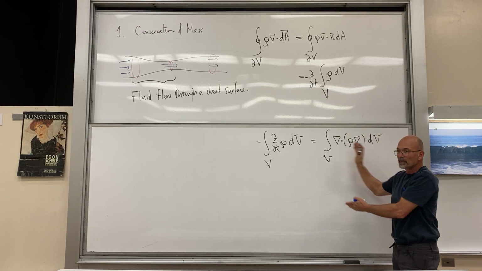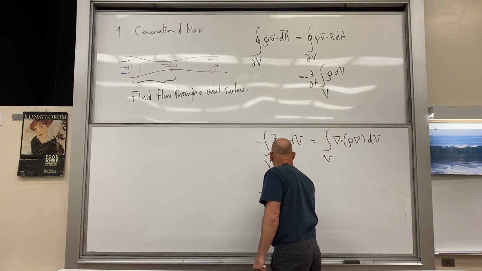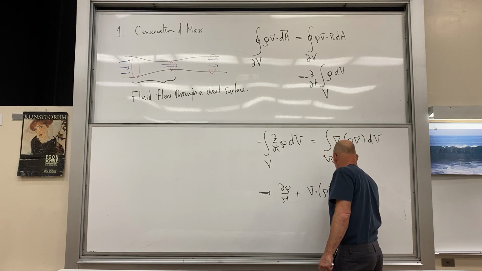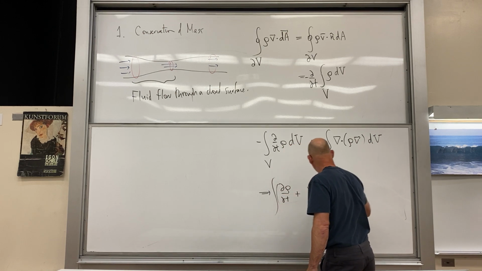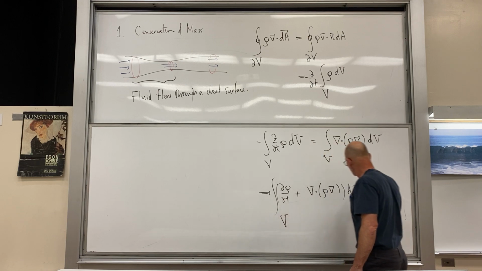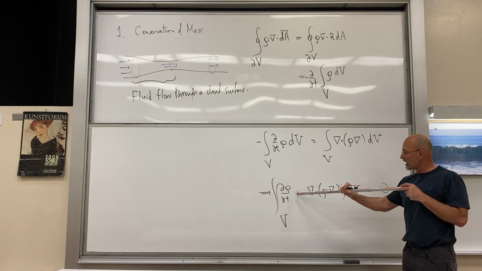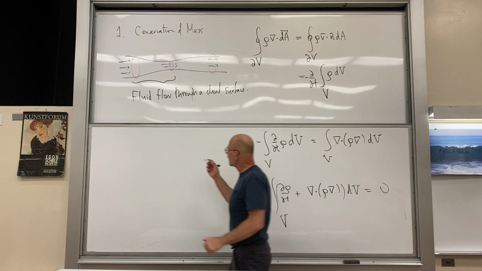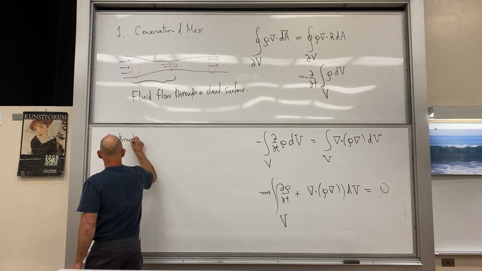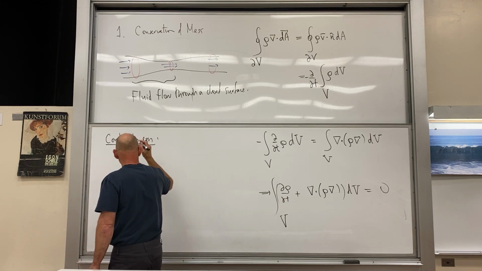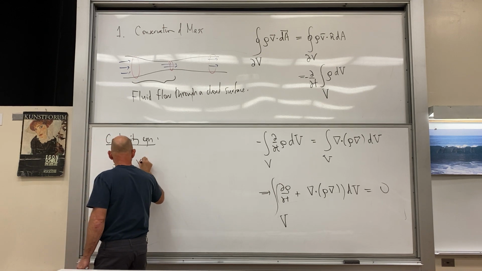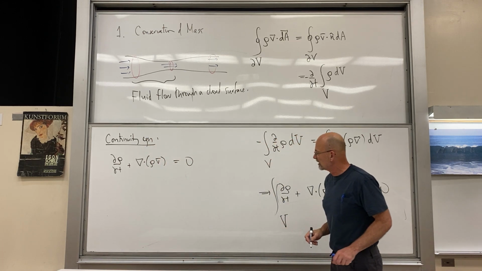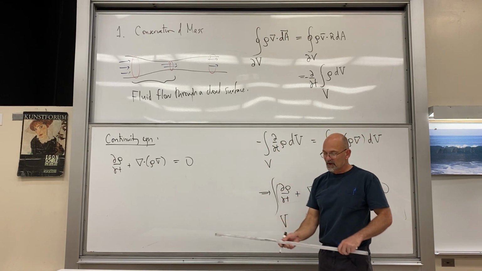At this point, we can have the same integral. We'll bring them under the same integrand. We'll have integral of d rho dt plus divergence of rho v, d volume. But since that's an arbitrary volume, we're going to require or conclude that the integrand itself must vanish, and that integrand being equal to 0 is our continuity equation. So there we have it. Continuity equation: d rho dt plus divergence of rho v equals 0. Good. So conservation of mass gives us the continuity equation.